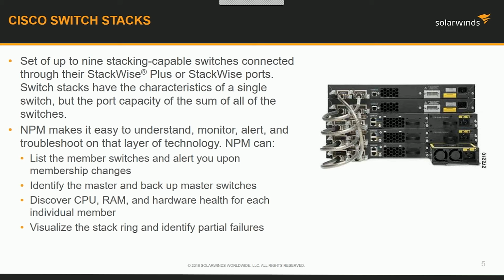So that master switch election occurs, and ideally that's something we'd like to get visibility into because it's super critical to the function of that switch stack. Also, all of these devices have their own physical resources, right? And historically, you've been able to see the interfaces for all of these devices no matter what, right? But the CPU, RAM, and hardware health for each one of these components is not something historically you've been able to see for each one of them. You just see it for the master.